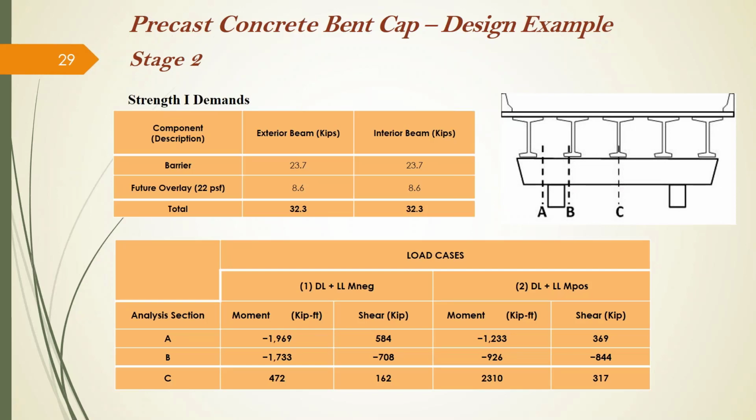After the composite stage of stage 2 has arrived, obviously we will look at the demands at that stage, which will have the barrier, future overlay or DW forces. Also, this is the stage where live load analysis needs to be made, and the strength 1 load combination needs to be looked at. And these are the demands from this load combination. Next slide, please.